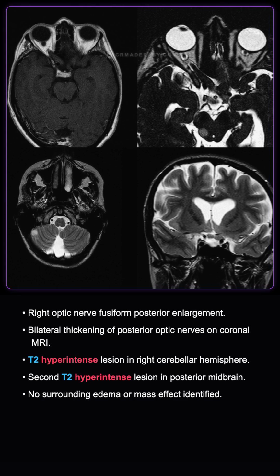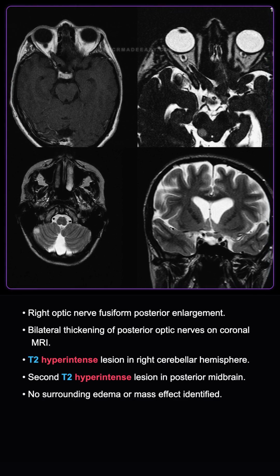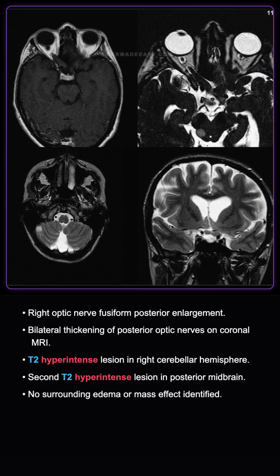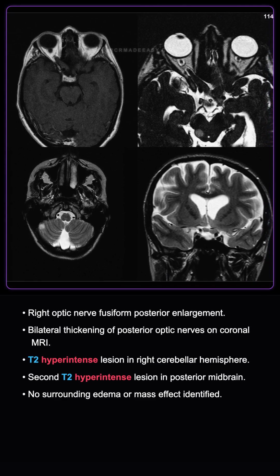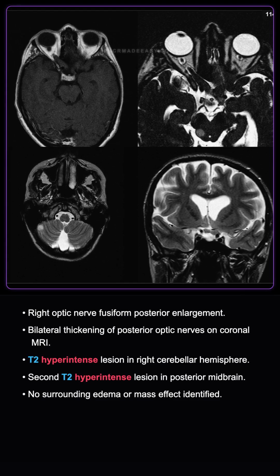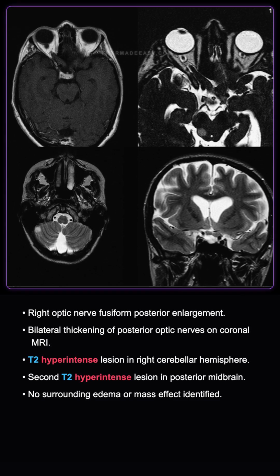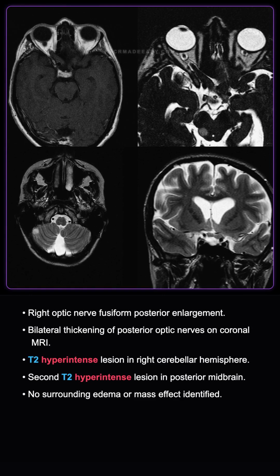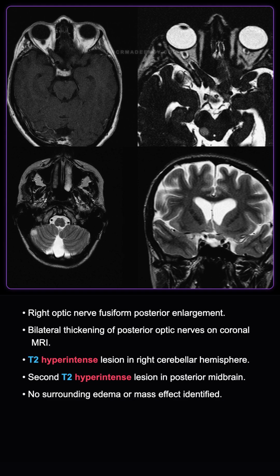Right, so the orbital MR images demonstrate fusiform enlargement of the posterior aspect of the right optic nerve, which extends posteriorly to involve the optic chiasm. The coronal scan confirms significant bilateral thickening of the posterior segments of both optic nerves.